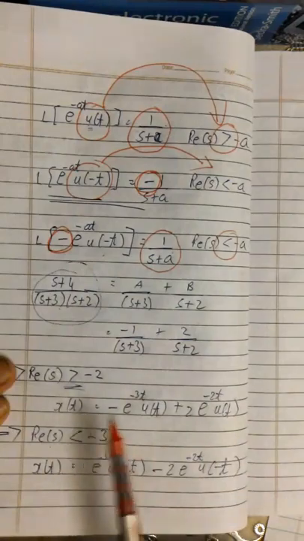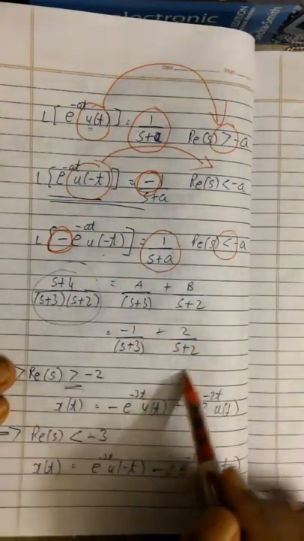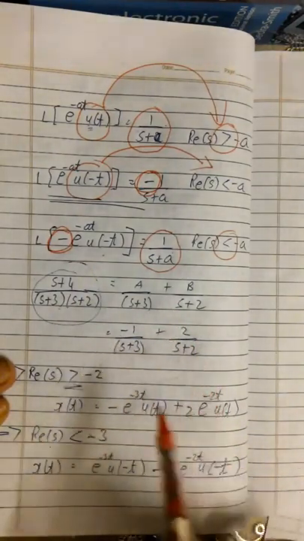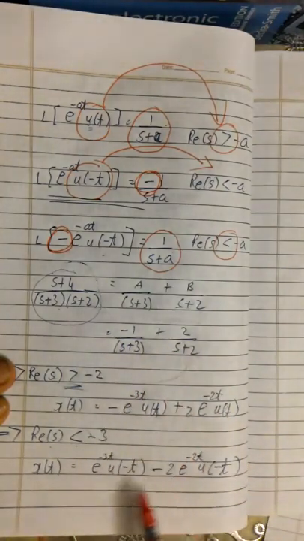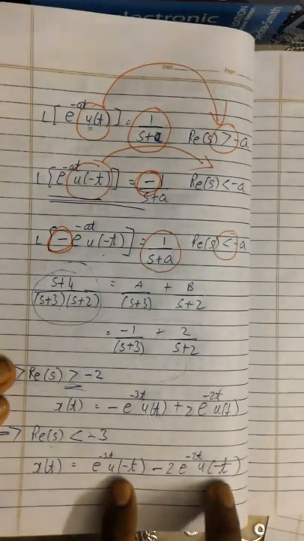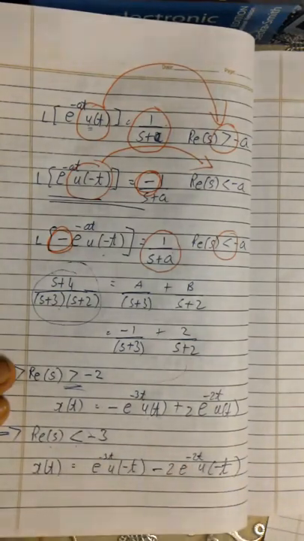So this is a left-sided signal. I put a minus sign in front of every term. So minus of minus becomes plus, and minus of plus becomes minus. And then I write u of minus t for every term. This is called the left-sided signal.